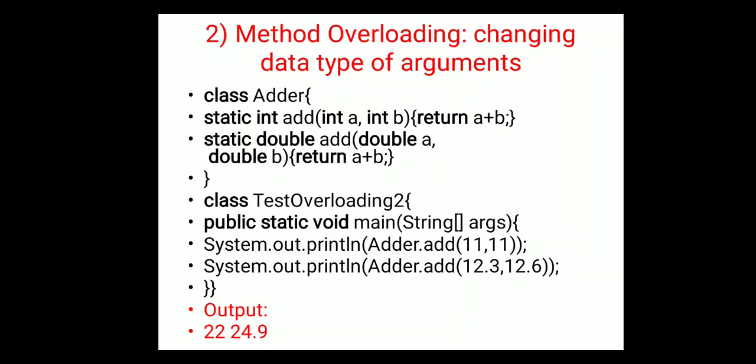The next call is Adder.add of 12.3, 12.6. 12.3 is a value of double data type. 12.6 is also a value of double data type. That's why the second method of the Adder class will be called. It is returning a plus b, that is 12.3 plus 12.6. So the output is 24.9. In these two ways we can overload the methods in Java.